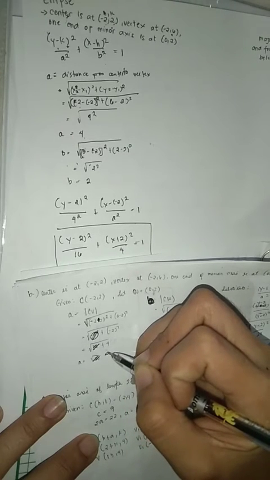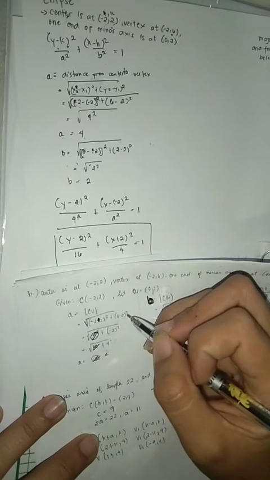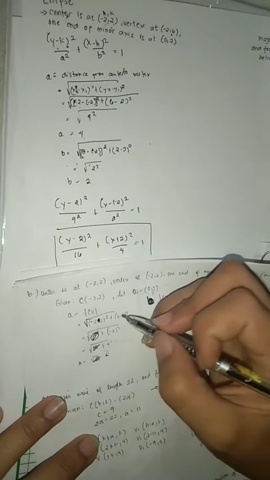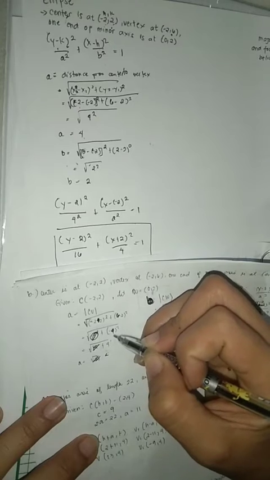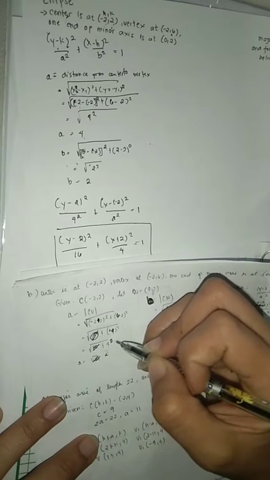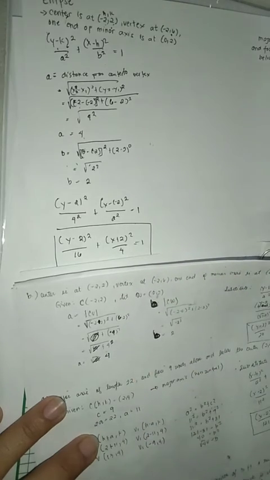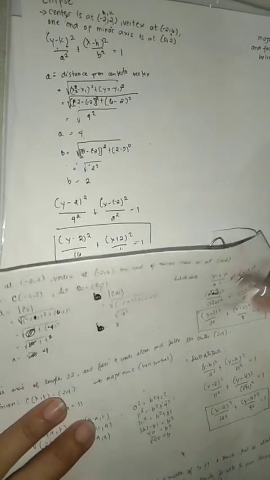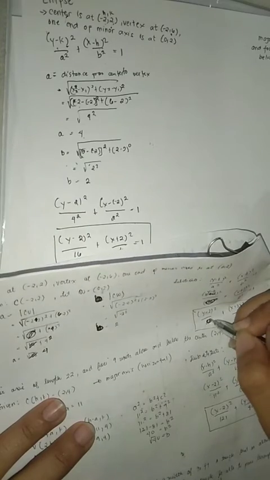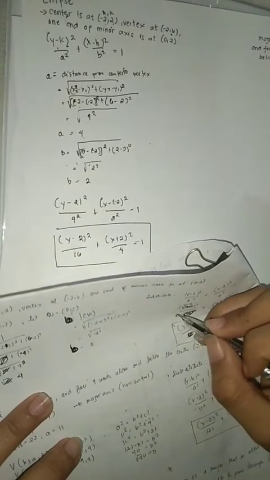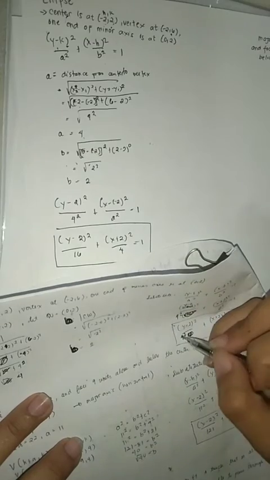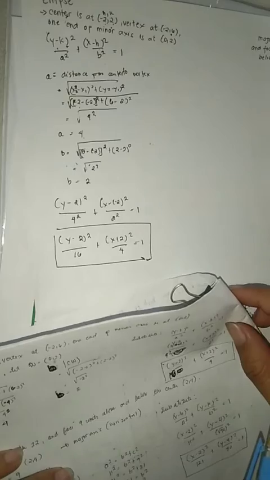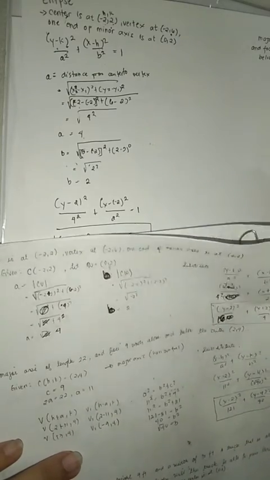So A is equal to, wait, where did I go wrong? Right, A is equal to 4. A is, no, 4 squared, this is 16, is equal to 1. Alright.